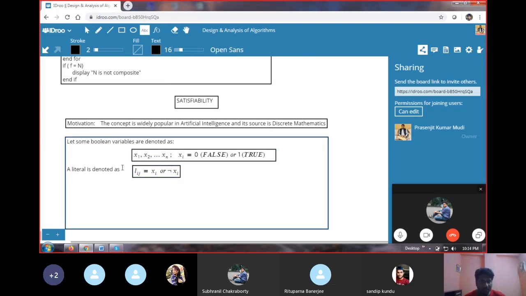So next, what we have is the propositional formula, which is normally denoted as phi.